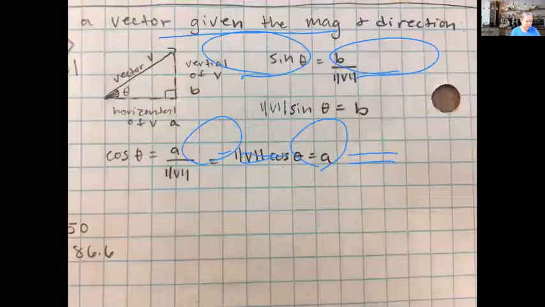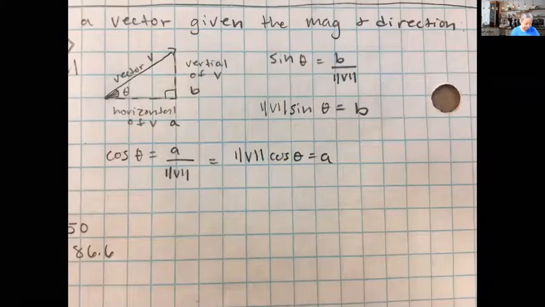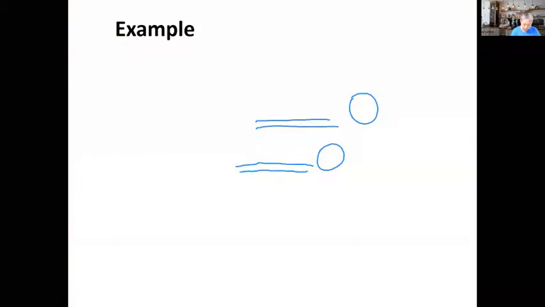And the next slide is just a handwritten summary of the logic behind how we can come up with the vertical component B, which is magnitude times sine theta, and the horizontal component A is magnitude times cosine theta. So in this case, theta indicates the direction angle. Okay, then let's do examples really quick.